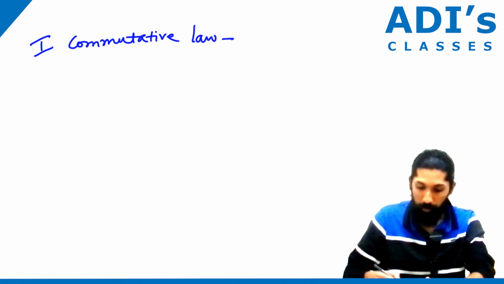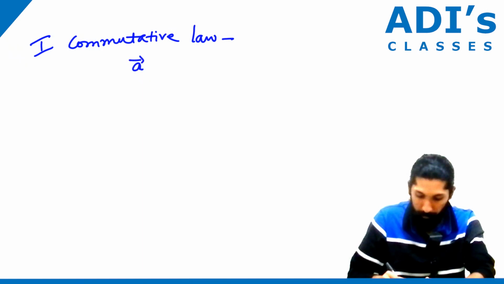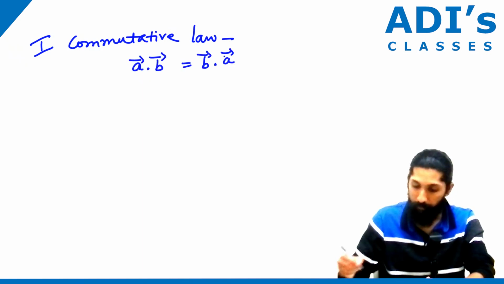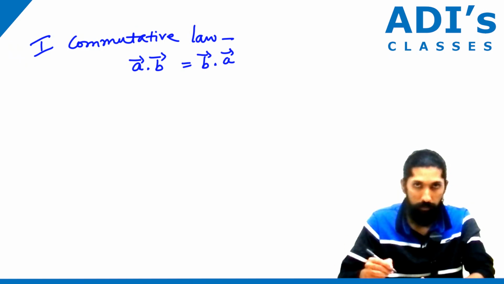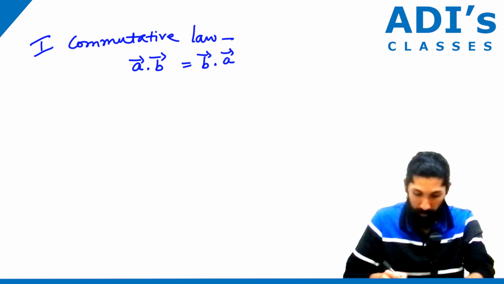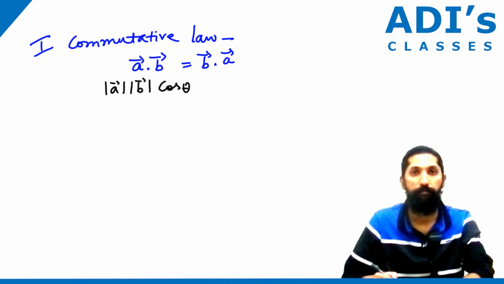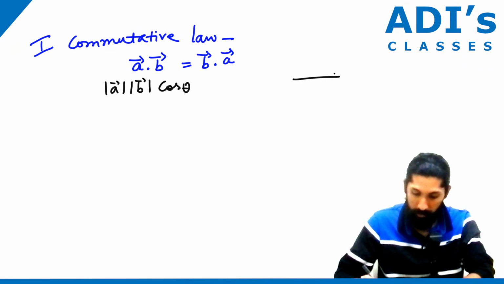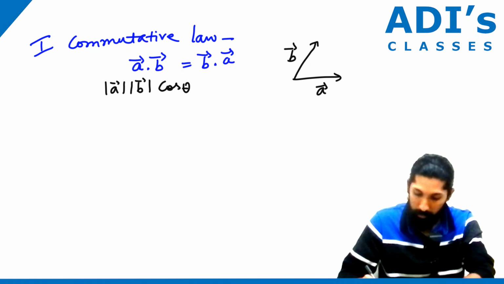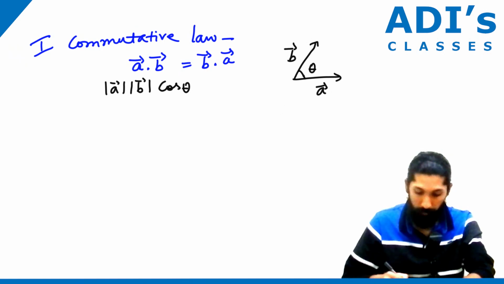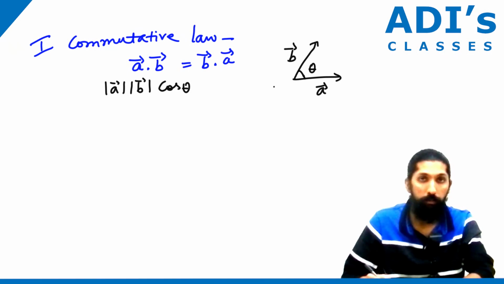So commutative law talks about vector A dot vector B is equal to vector B dot vector A. You can think about it like this. Vector A dot vector B is mod of A into mod of B cos theta. Correct? Now look at this one. Suppose this is A and this is B. This is angle theta. When we take A dot B, we take mod of A, mod of B cos theta. Theta is the angle between them.